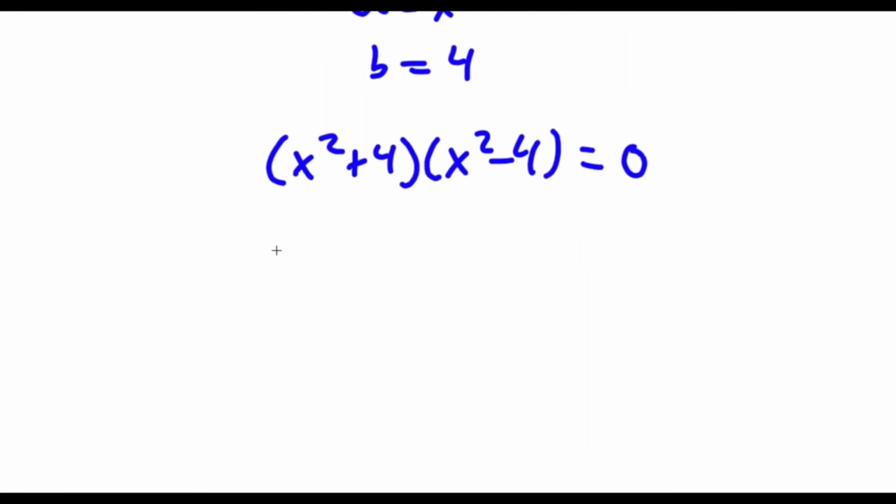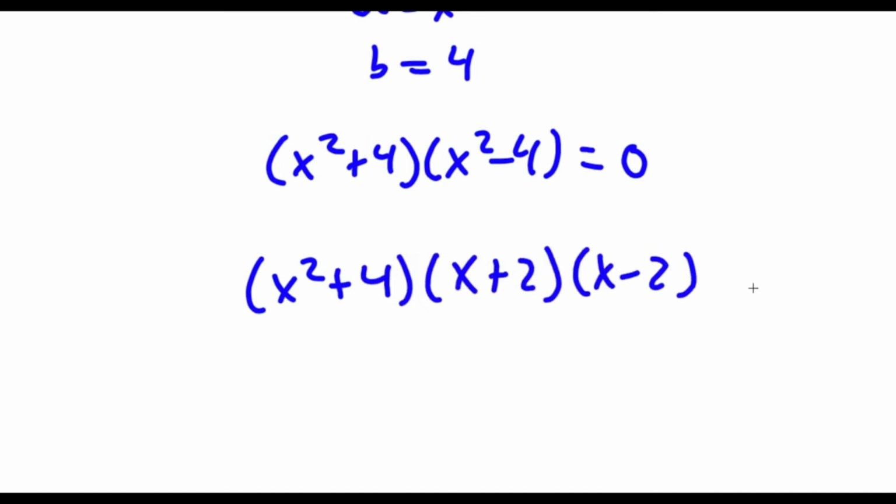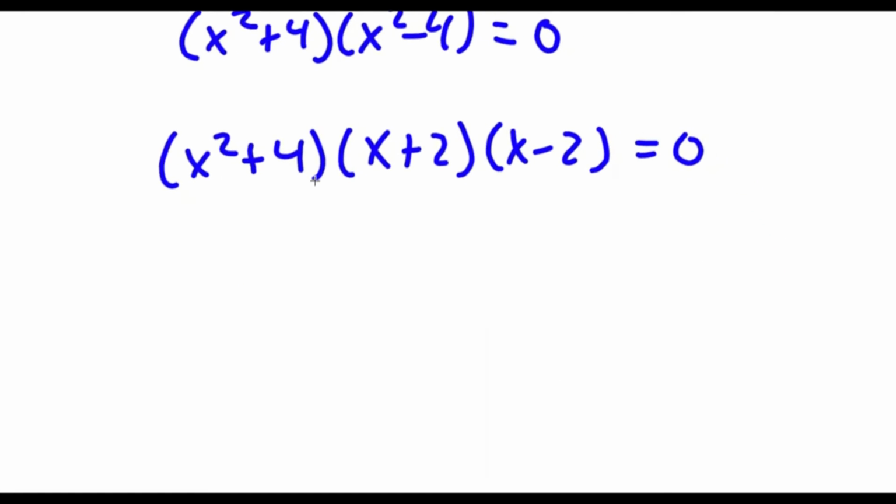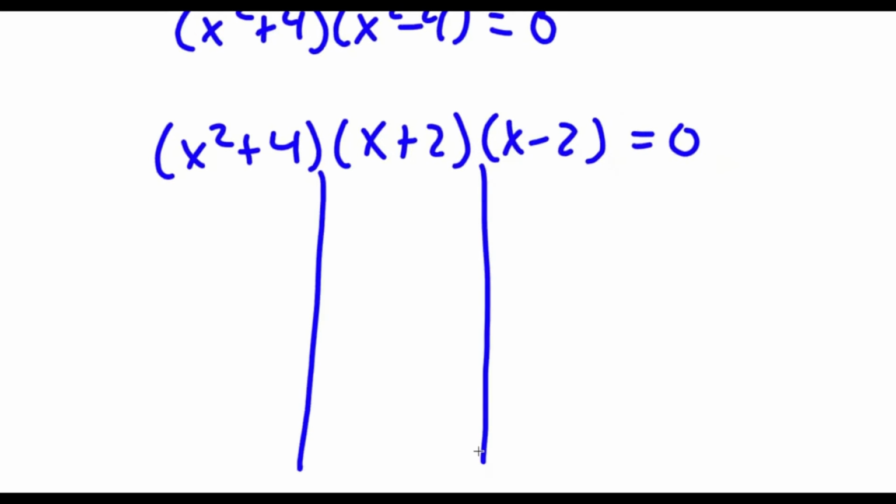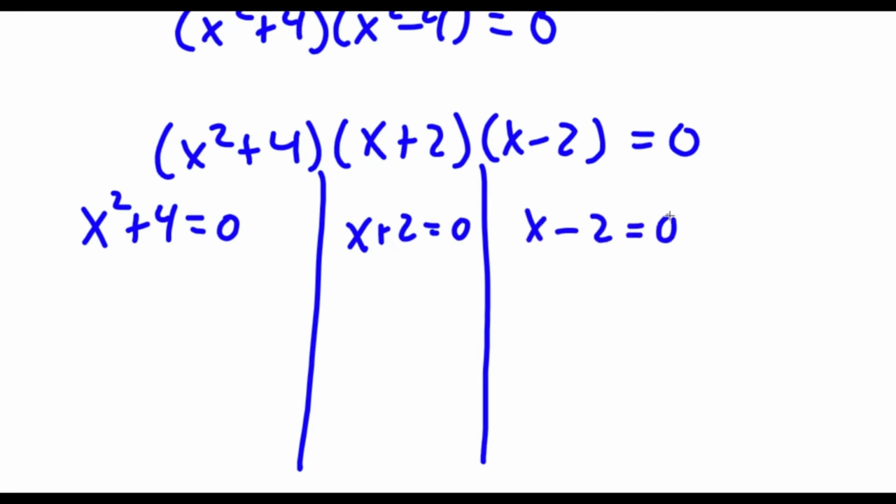So now x squared minus 4, this is the same thing as x plus 2 times x minus 2. So now this is going to give me 3 equations. I have x squared plus 4 is equal to 0, x plus 2 is equal to 0, and x minus 2 is equal to 0.